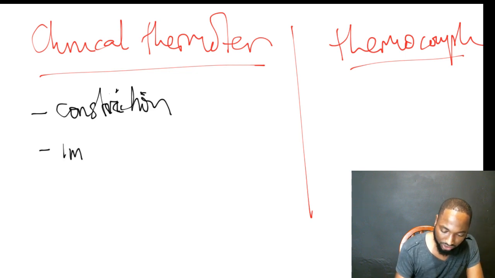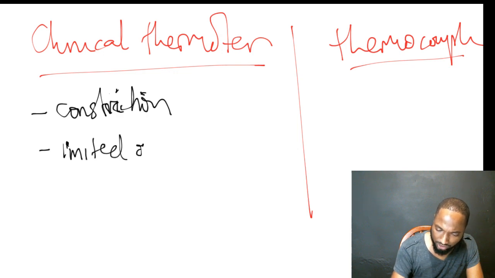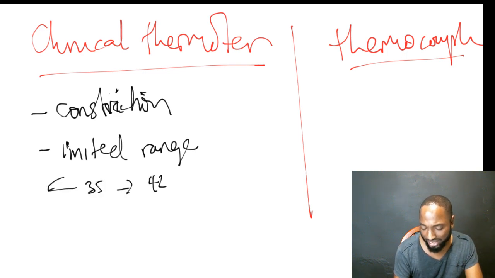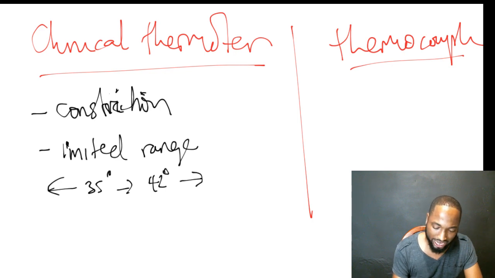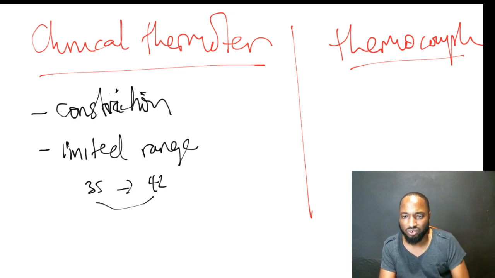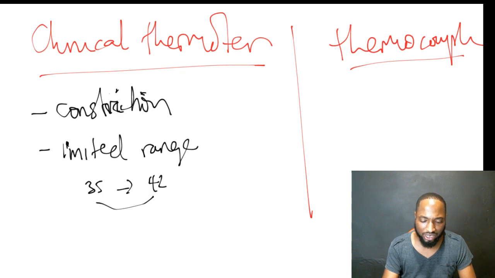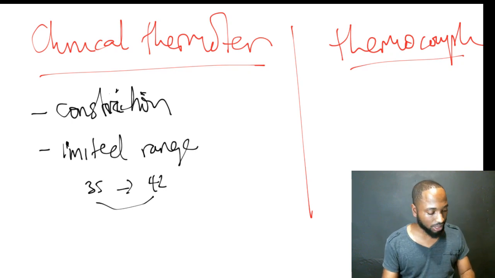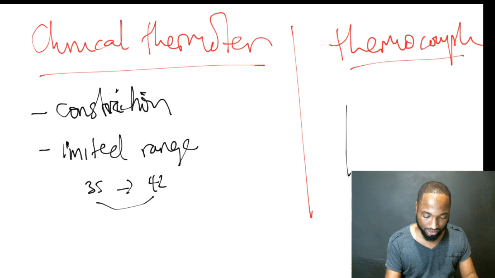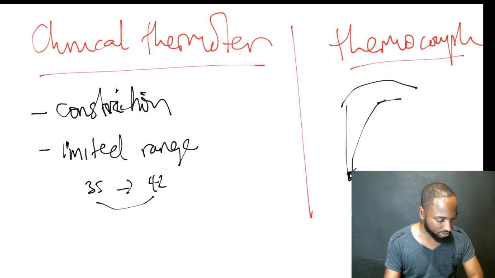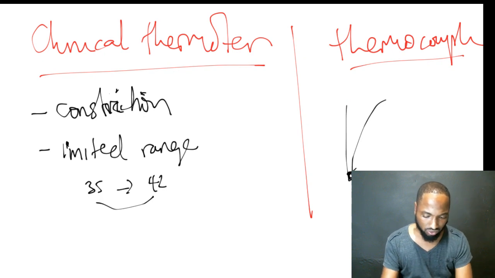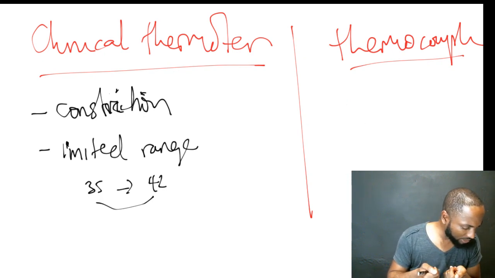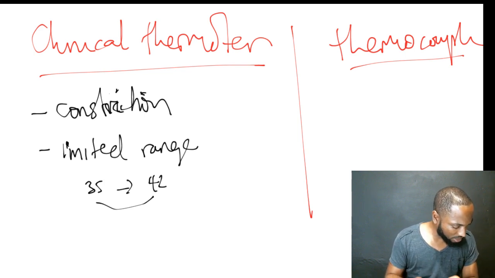It has a limited range. Don't know why I'm spending so much time on this. Limited range between 35 and about 42. If you're under 35, you're practically dead. If you're over 42 degrees, you're dead too. So we don't really care about anything between there, right? We're only watching these temperatures. We don't really care about anything beyond that region. That's that. And the thermocouple uses resistivity to check the temperature. You have two, what are they called? I forget the name of the two things he's putting.